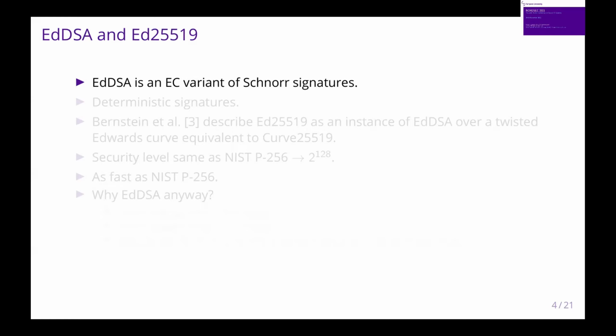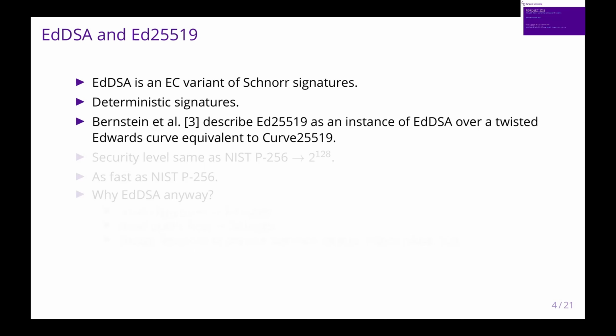What is Ed25519 and EdDSA? EdDSA is an elliptic curve variant of Schnorr signatures. This means that they are deterministic signatures. In other words, if we have a message and we sign it with our key, it always generates the same signature. That is different to ECDSA, where every time the signature is different because there is some randomness involved during the signature generation. So Ed25519 was first described by Bernstein et al.